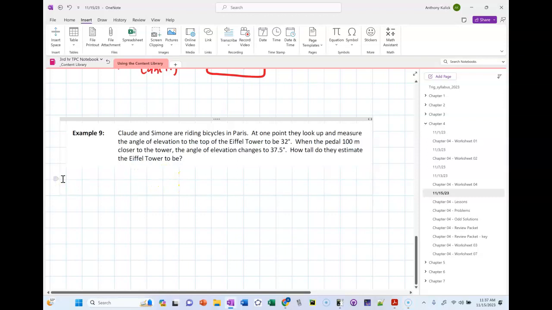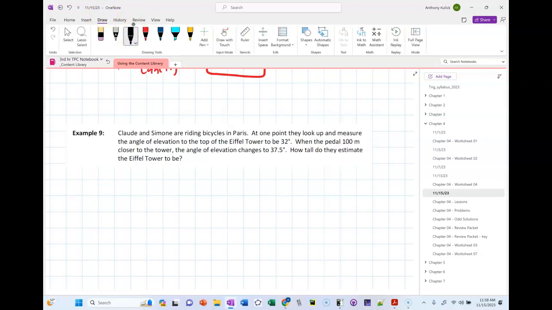Claude and Simone are riding bicycles in Paris. At one point, they look up and measure the angle of elevation to the top of the Eiffel Tower to be 32 degrees. When they pedal 100 meters closer to the tower, because we're in Europe, we're going to use meters here, the angle of elevation changes to 37.5 degrees. How tall do they estimate the Eiffel Tower to be?